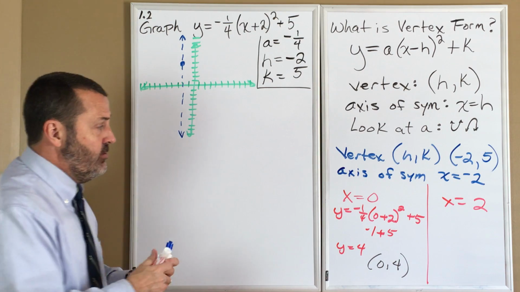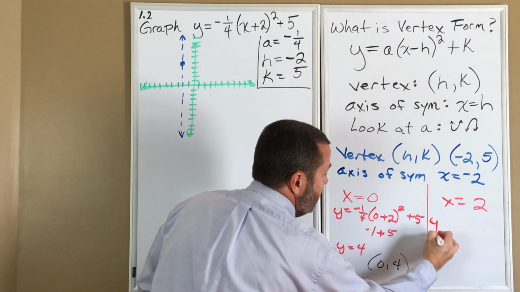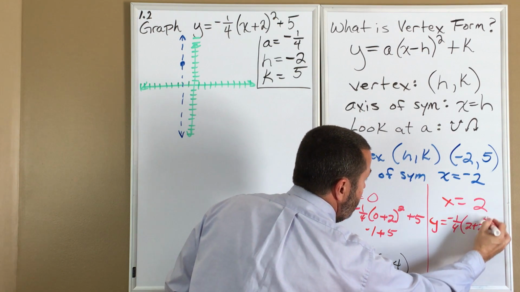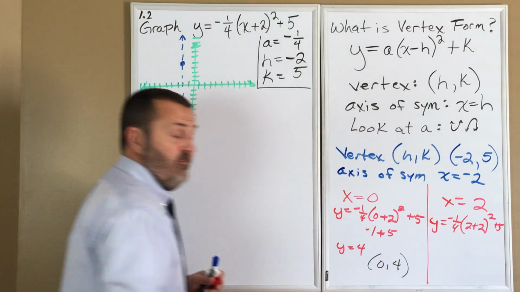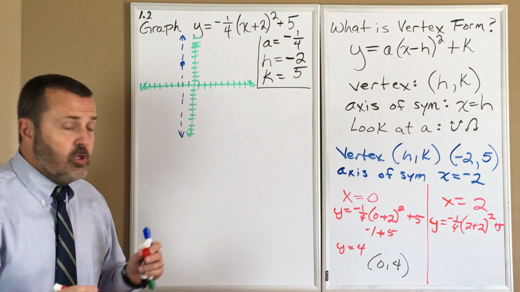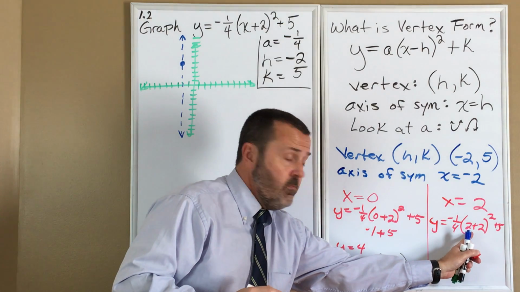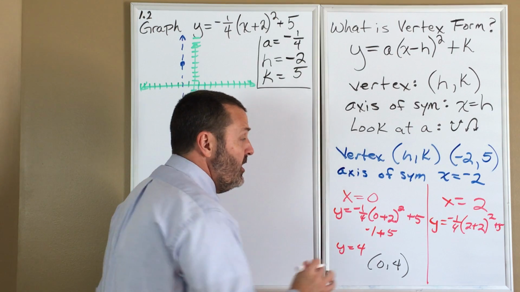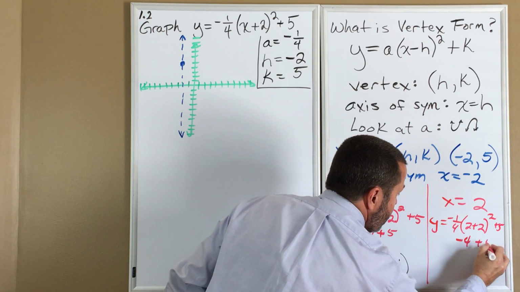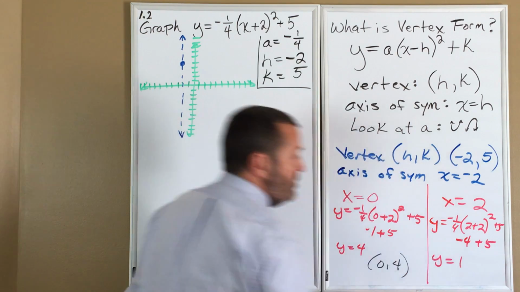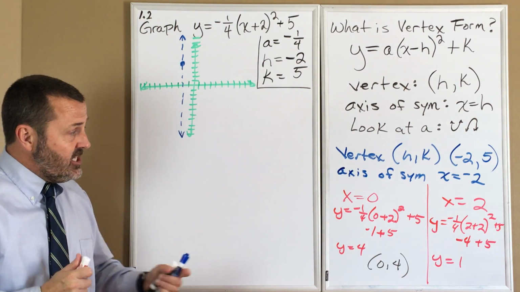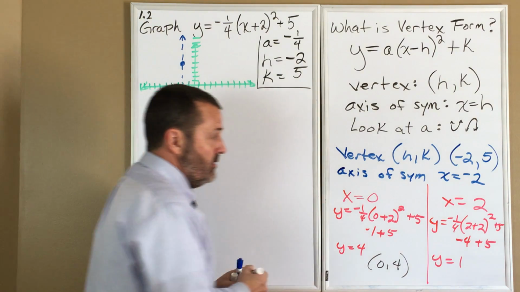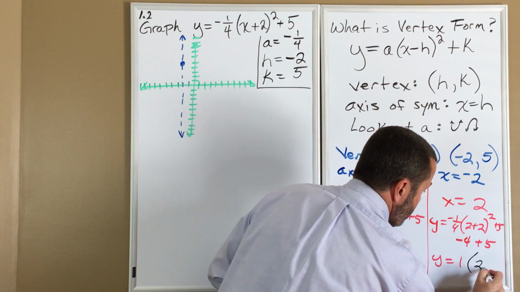Remember to pick smart values, and we'll talk a lot about that in class. That's y equals negative 1/4 times (2 plus 2) all squared, plus 5. 2 plus 2 is 4. 4 squared is 16. That 16 times negative 1/4 should be negative 4, plus 5. That's y equals 1. So the last point I have is (2, 1).